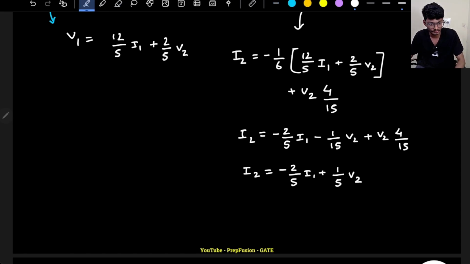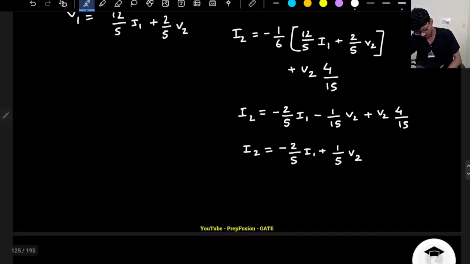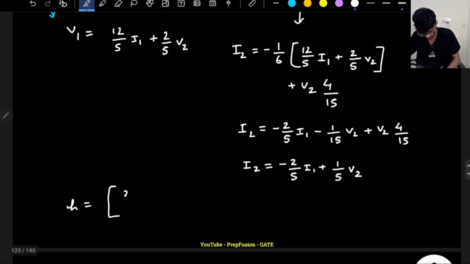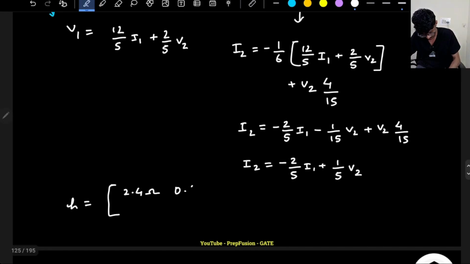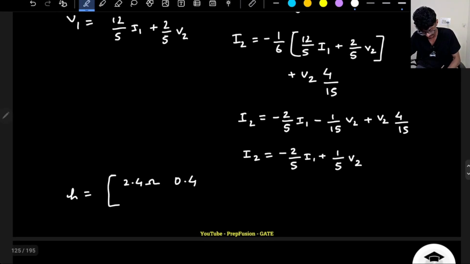So now it is simple, right? Now you can definitely write each parameter. So each parameter will be this 12 by 5, that is 2.4 ohms. This will be 2 by 5, this will be 0.4, unitless. This will be minus 2 by 5, no unit, so minus 0.4, and this will be 1 by 5. 1 by 5 is 0.2 ohm inverse or Siemens. So it's better to write it like this.